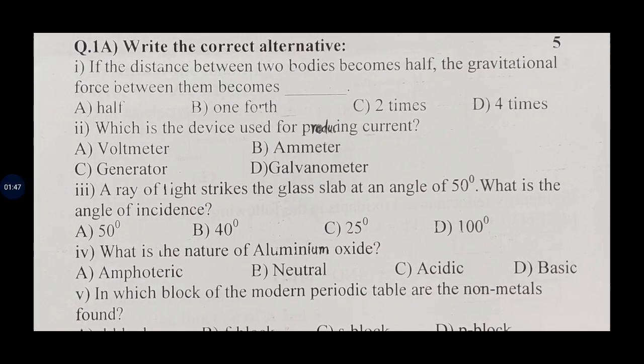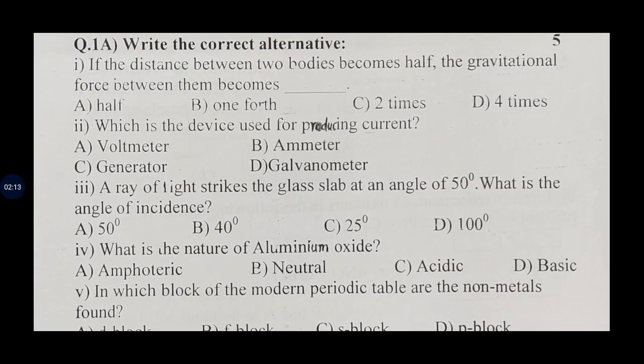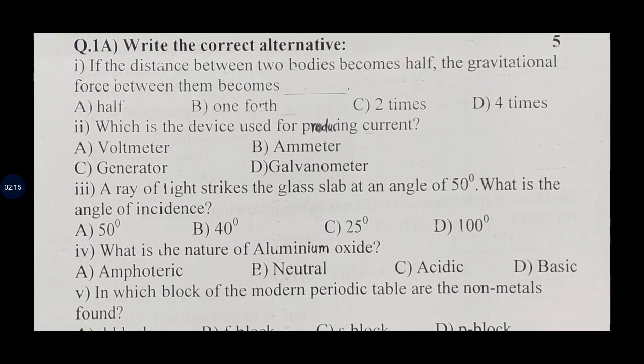Second, which is the device used for producing current? The answer is generator, so option C is correct. Fourth one, a ray of light strikes the glass slab at an angle of 50 degrees. What is the angle of incidence? Don't confuse here. That angle is formed between the glass slab and the incident ray. Angle of incidence means the angle made between the normal and the incident ray. So the answer is B, that is 40 degrees.